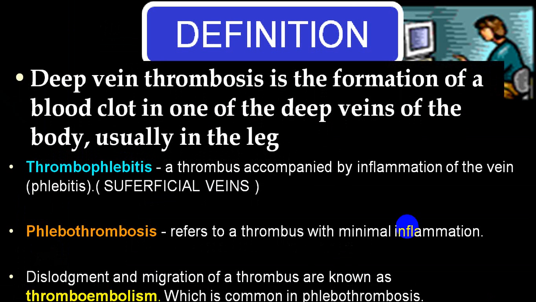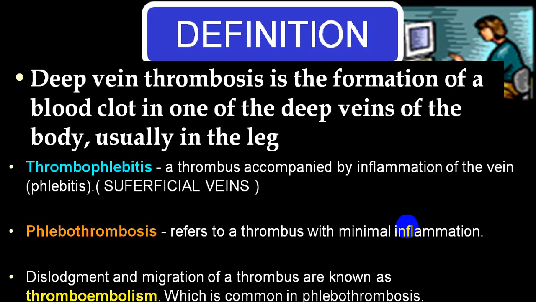Deep vein thrombosis is the formation of a blood clot in one of the deep veins of the body. The most common vein involved is the deep venous system of the lower limb. But if there is inflammation, then we call it thrombophlebitis. So if there is formation of thrombus with inflammation, we call that thrombophlebitis. And usually thrombophlebitis is always of a superficial vein, and it is very common after venous puncture. Phlebothrombosis is thrombus formation with minimal inflammation.